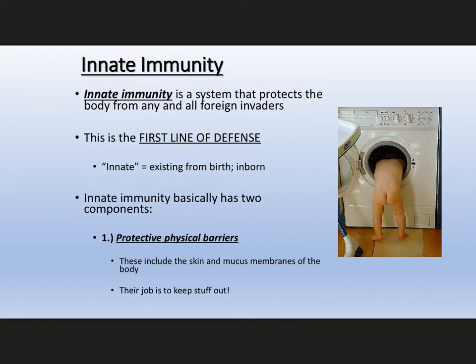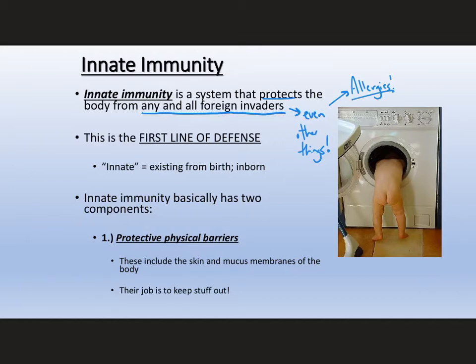All right, let's start with innate immunity. Again, innate means born with or born in. So this is a system that protects you from birth from any and all foreign invaders. The somewhat unfortunate reality is that sometimes innate immunity even protects you from things that aren't pathogens, right? So we'll say even other things. If you're curious what I'm getting at here, this is actually allergies.